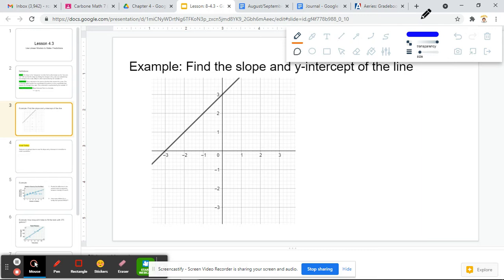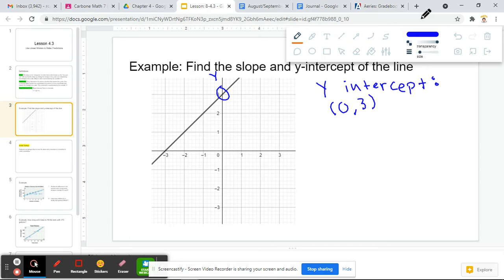We want to find the slope and the y-intercept of the line. So remember, the y-intercept is the point that crosses the y-axis, right? So for our y-intercept, we just need to find exactly where we cross the y-axis. Remember, your y-axis is the vertical one, right here. So we see this point crosses our y-axis. Since that is at the point 3, our y-intercept would be (0, 3).